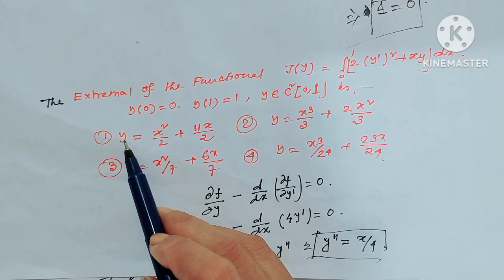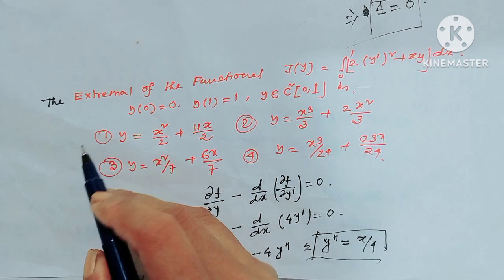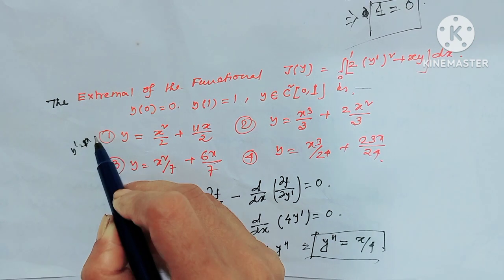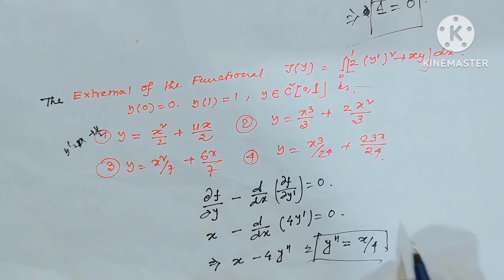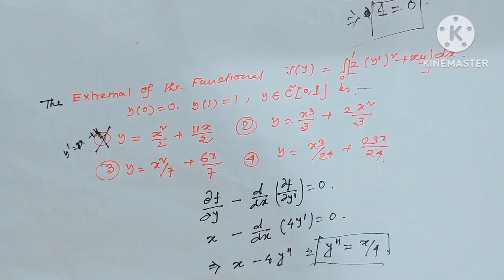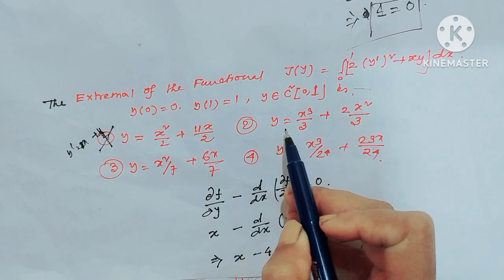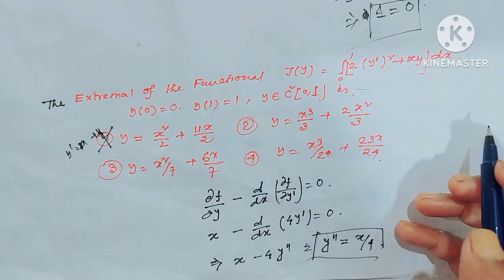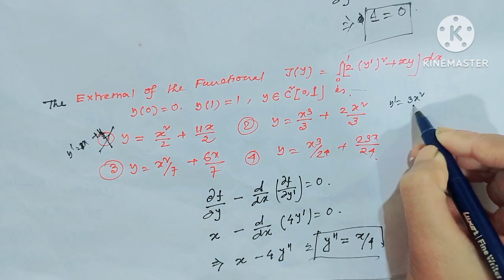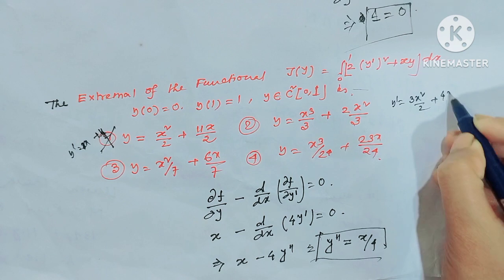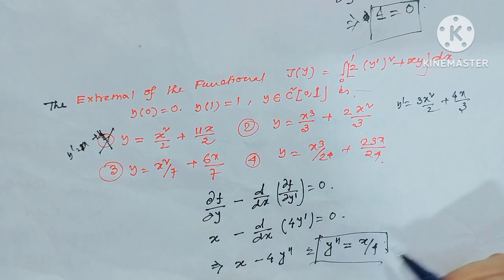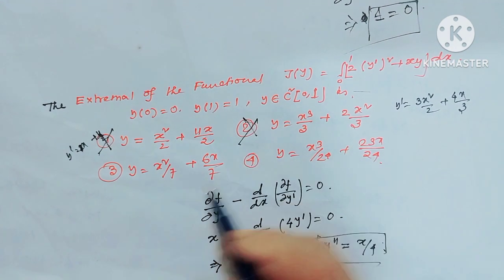For this, if we differentiate option 1, y' would be x plus 11 over 2 and y double prime would be 1, not equal to x over 4. So this is the wrong option. Similarly, the second option, y' equal to 3x square over 2 plus 4x over 3, and y double prime does not equal x over 4. So this option is also wrong.